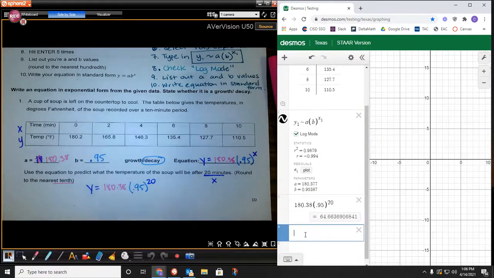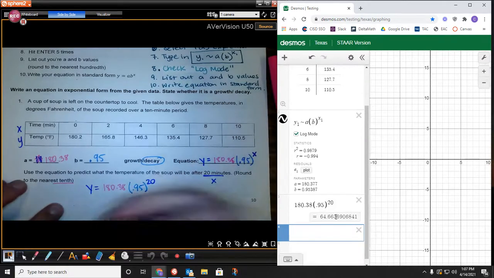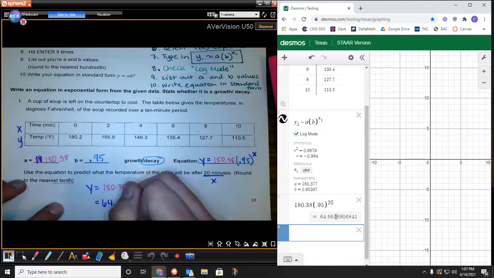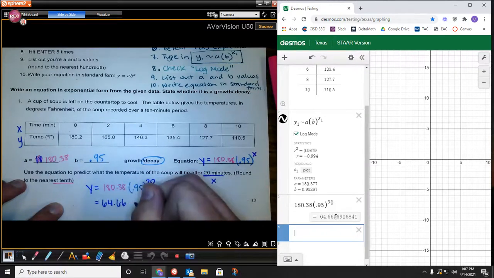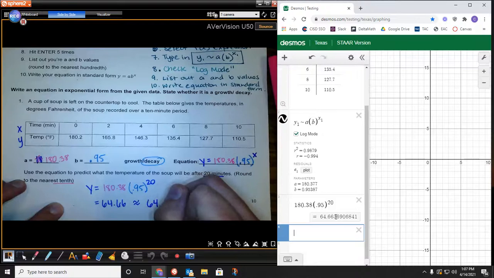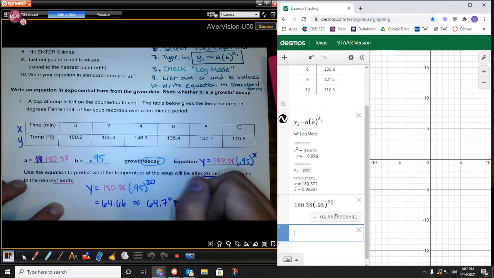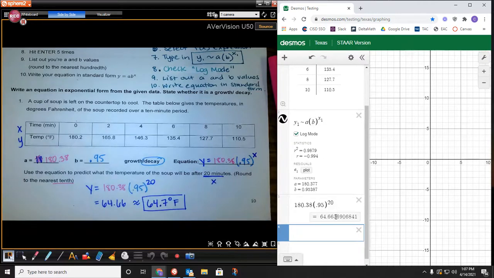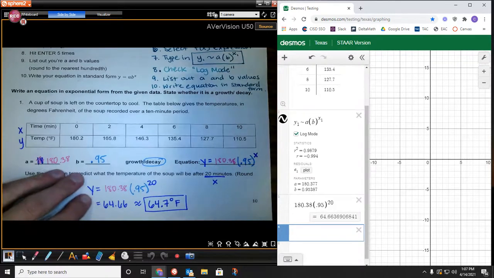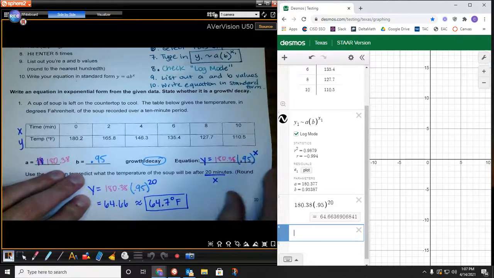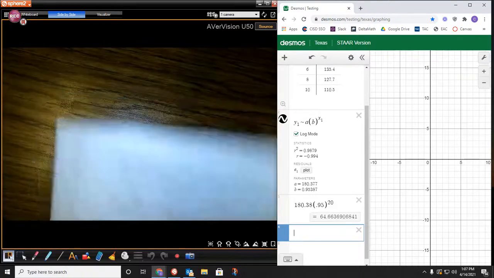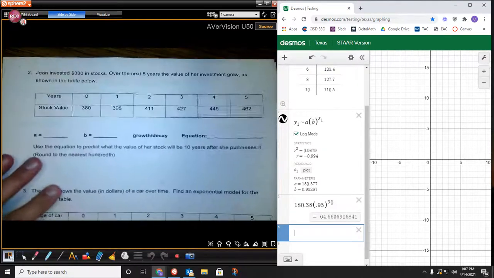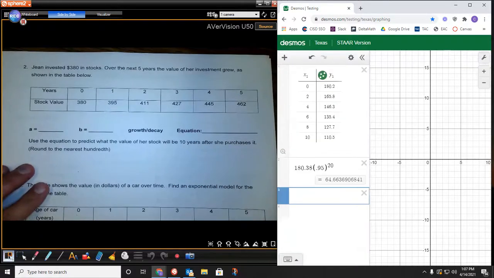When we do that, it gives us this lovely value of 64.66. So we're going to round it to the nearest tenth. So 64 point, let's see here, that's 66. So that is going to be 64.7 degrees Fahrenheit. Okay, so after it's been sitting out for 20 minutes, it's going to be all the way down to about 64 degrees. All right, I'm going to show you guys how to do a couple more of these. We only have 2 more, so I'll do these with you guys now. Okay, so on here, I'm going to go ahead and clear all these guys out.